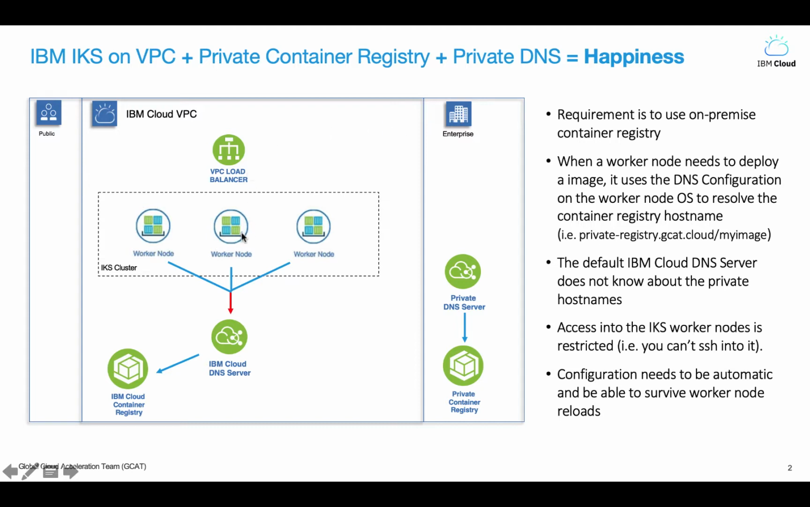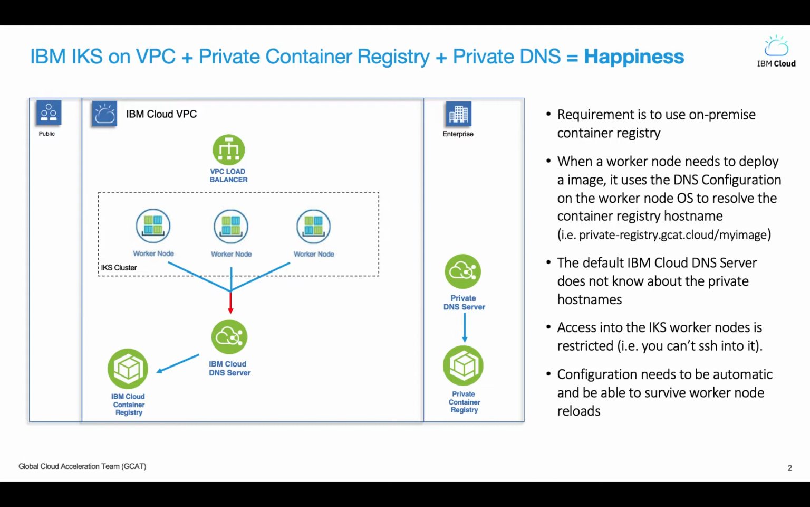Now, to actually configure it, when a worker node needs to pull an image from the container registry, it's going to use the DNS server that's configured within the worker node OS itself. So we need to somehow get into the worker node operating system and update the DNS configuration. If we don't do that, we'll get a hostname not found error message.